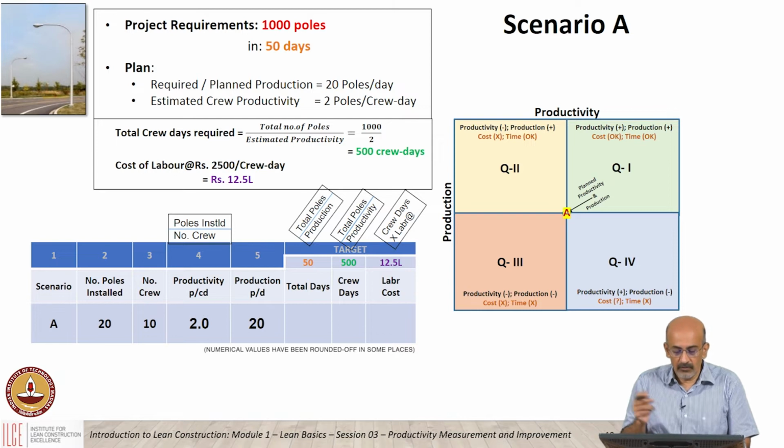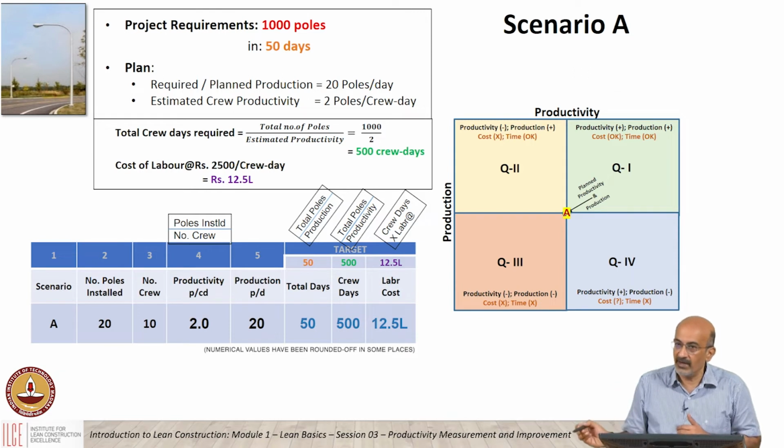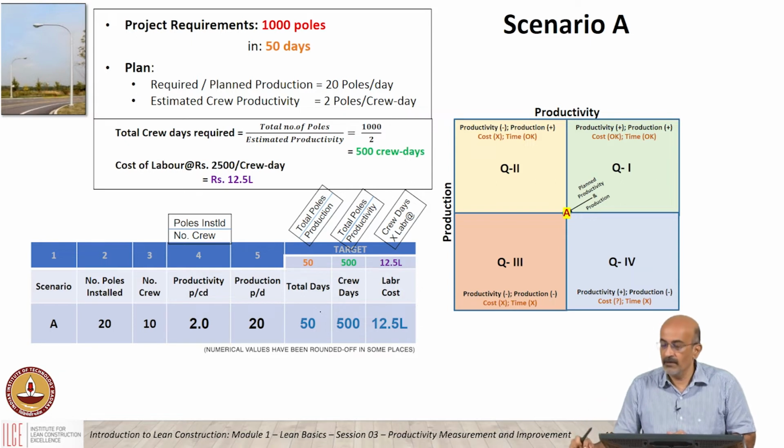Now the total days will obviously be the same. If I continue to work at this pace, I will finish on day 50. I will need the 500 crew days. I will need 12.5 lakhs to finish. That is scenario A. You can see we have some formulae up there: the number of poles installed by the number of crew gives you the productivity. Total poles divided by production is the total days, total poles by productivity is the crew days. Crew days multiplied by the labor cost gives you the total labor cost.